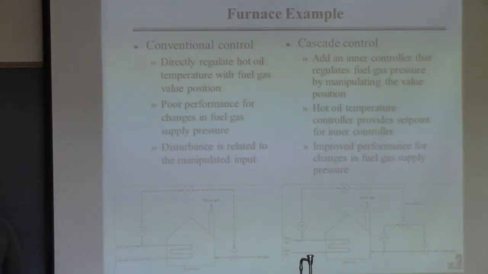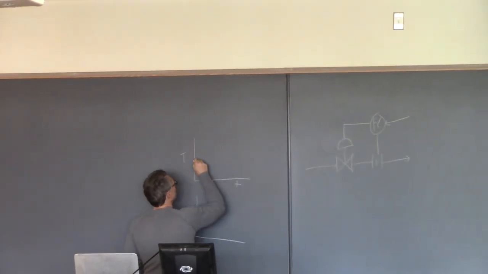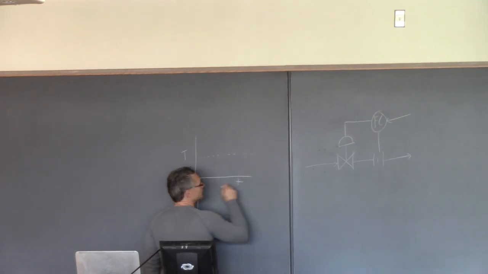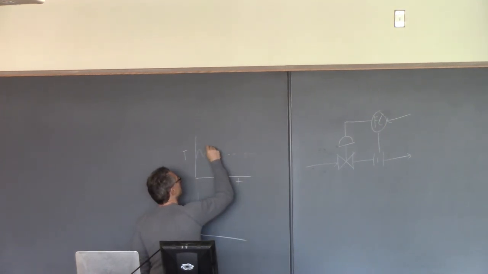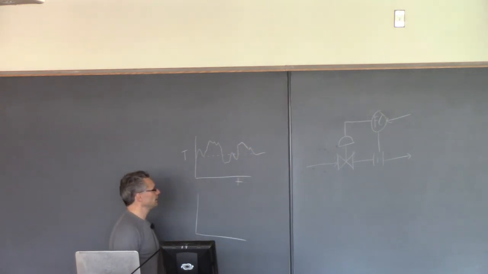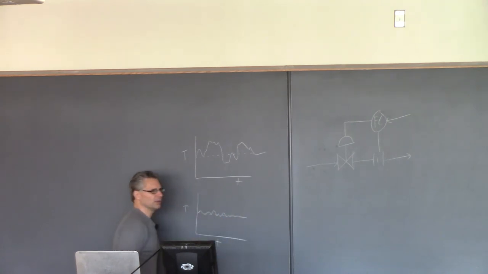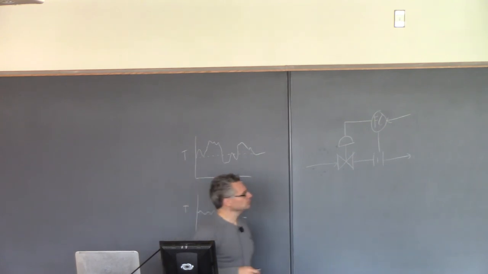So if you look at what might happen, this should improve the variability, right? So if this is the temperature coming out of that furnace, this is time, let's say that's the set point. Let's say you don't have cascade control, then you might have a lot of variations like that coming out of the furnace. If you have cascade control, it won't be perfect, but maybe you get a lot less variability by doing this. Okay. All right. So there's example one. Wait a minute.